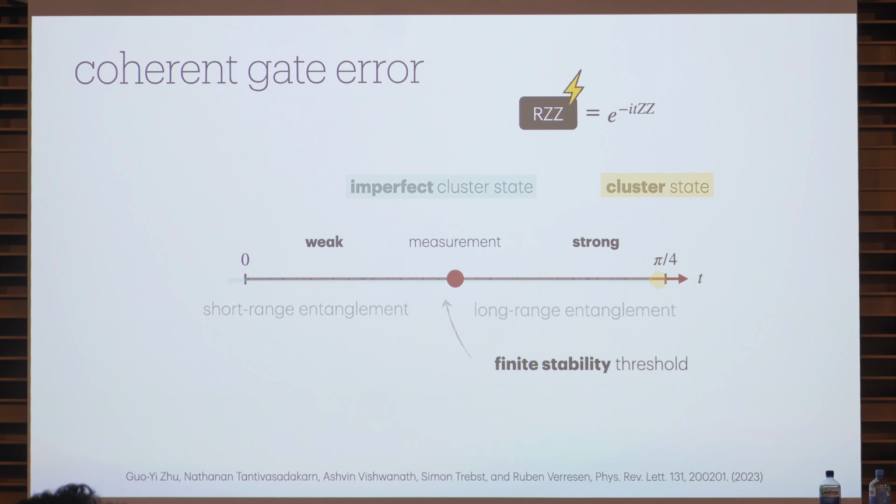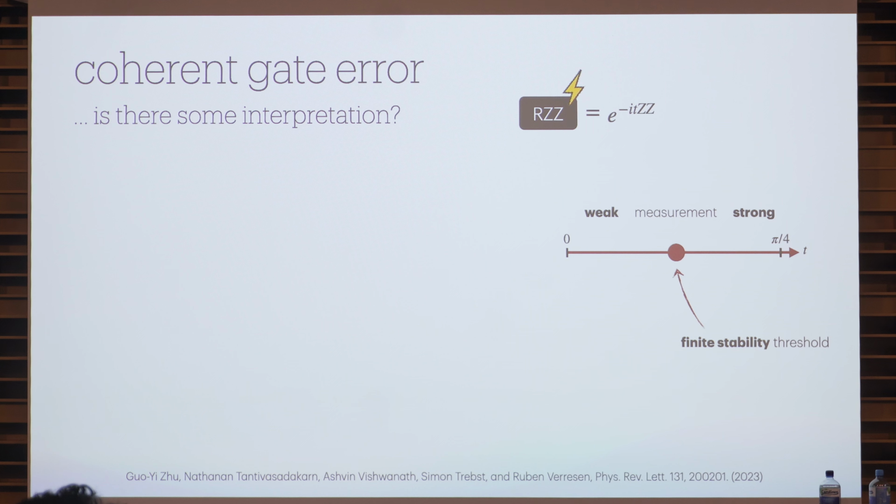Okay, is there some interpretation to this coherent gate error? Yes. For that, let's write down the wave function of the post-measurement state. This is the state that we get out of our circuit. We write this down in terms of beta, which is some parameterization of t, and in terms of Sij, which are the measurement outcomes of the auxiliary qubits.